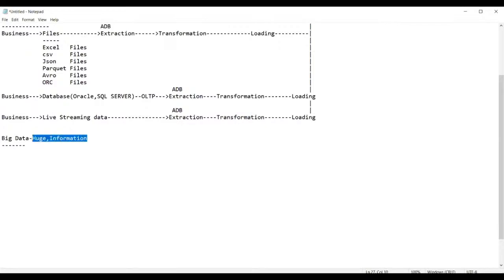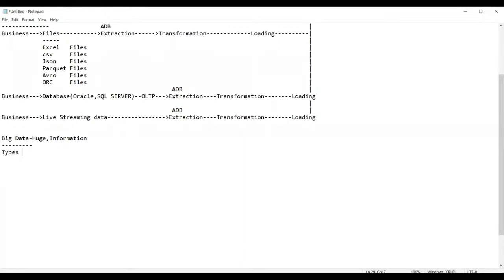So we can say huge information or massive information is called big data. Where you have a massive amount of information, that is called big data. Ultimately, we get the big data from all these businesses only. But what are the sources you can see? Let us see that.